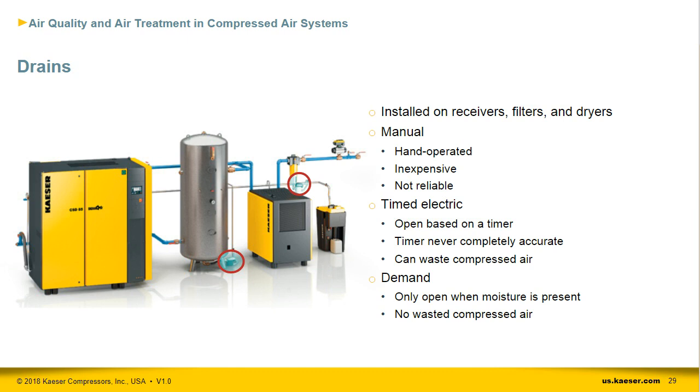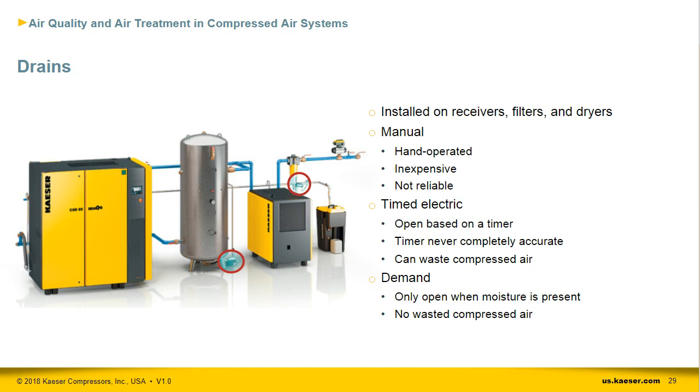The best option would be a demand-operated drain. This type of drain is a bit more expensive, however, it only discharges when moisture is present, so compressed air isn't wasted. Also, some drains have additional contacts that can be connected to system master controls or to plant controls that would signal when there is an alarm. This is especially helpful for applications that cannot tolerate any moisture.